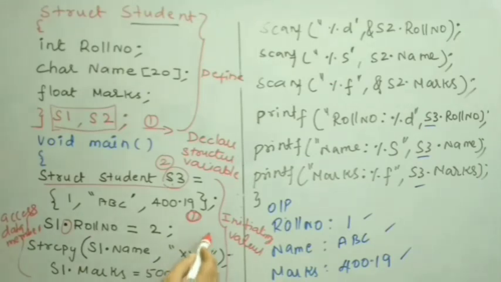The second way of initializing a structure variable is using the assignment operator. If I use the assignment operator to assign values to the structure variable, this will be executed during runtime, that is, during the execution of the program. While assigning values to structure members of integer and float data type, I can directly make use of the assignment operator. If I want to assign values for strings during execution time, I make use of the string copy function.